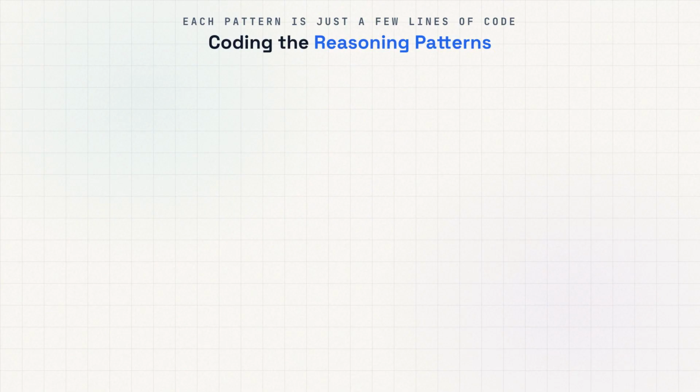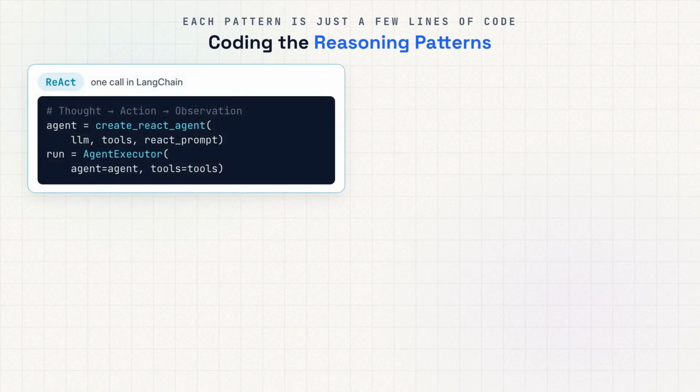Now, the agent loop isn't one size fits all. There are a few proven reasoning patterns, and the best part is you barely have to build them yourself. Most are just a few lines of code. Let me show you. First, ReAct, the think, act, observe loop we just saw. It ships right inside LangChain. Call create React agent with your model, your tools, and a prompt. Wrap it in an agent executor, and the whole thought action observation loop is done for you.